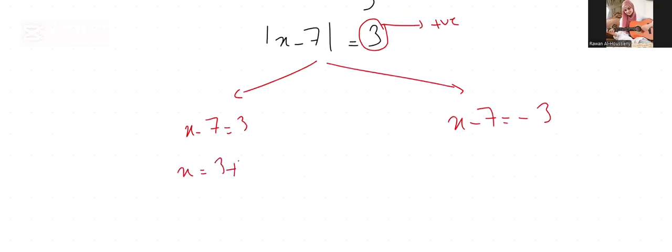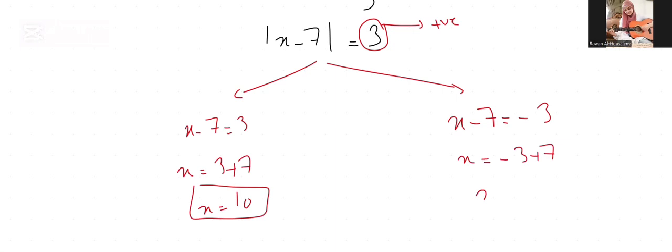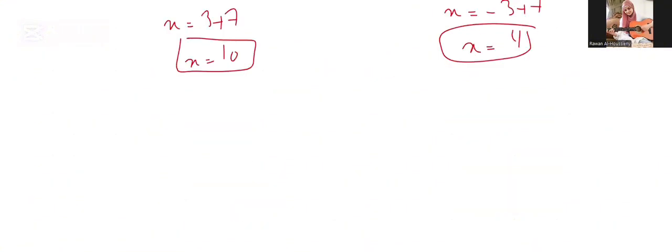Now let's solve each equation. So we have x equal to 3 plus 7. So I get x equals 10. So this is our first solution. For the second one, we have x equal to minus 3 plus 7. So x equal to 4 in this case. So we have two solutions. Now we have to do an answer check to see whether they are accepted or rejected ones.